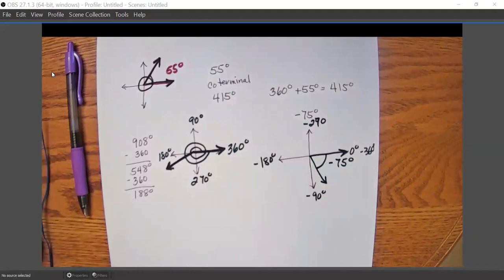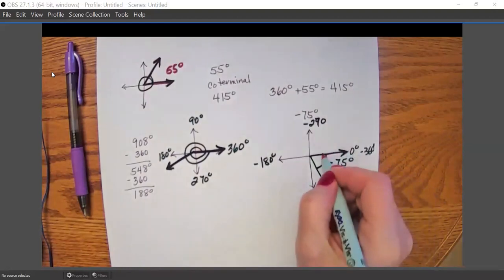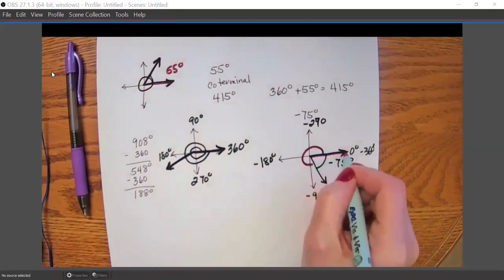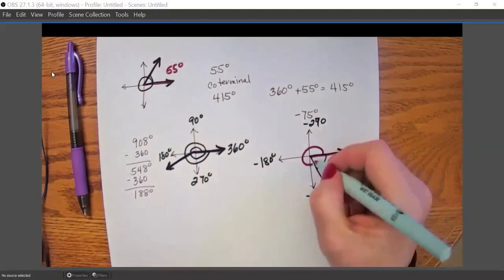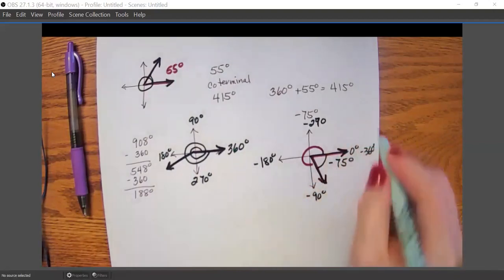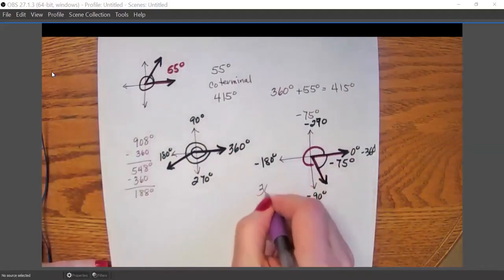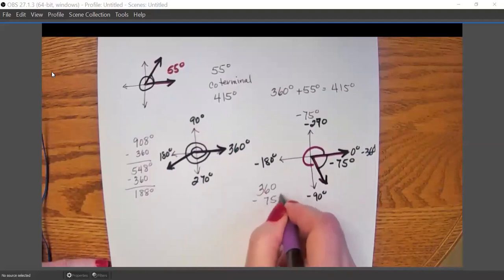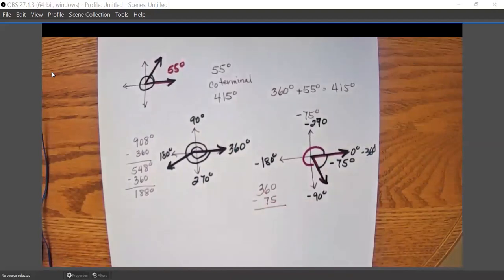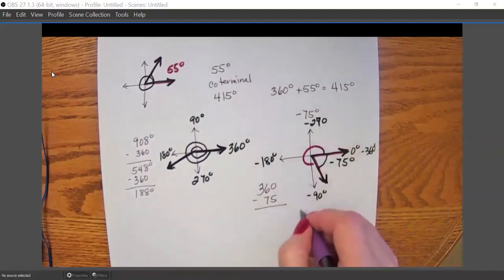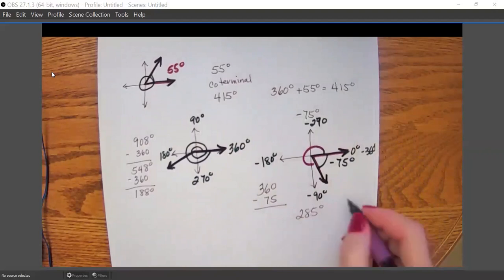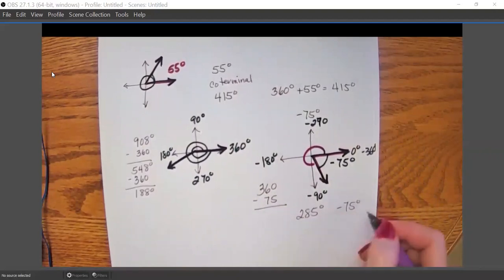But our question was, name the smallest positive angle that is coterminal. So that's this angle. It has that as its initial side, and it has that as its terminal side. So what is that measure? That's going to be 360 minus 75. 360 minus 75 is 285 degrees. So 285 degrees is coterminal with negative 75 degrees.